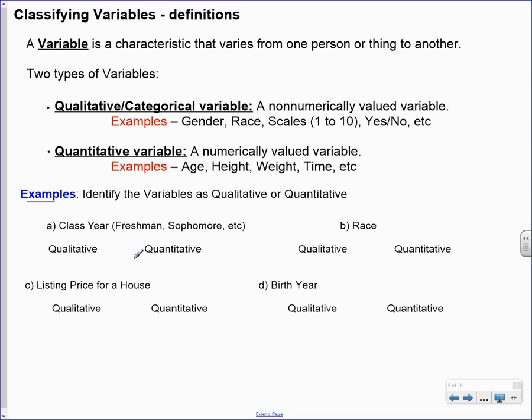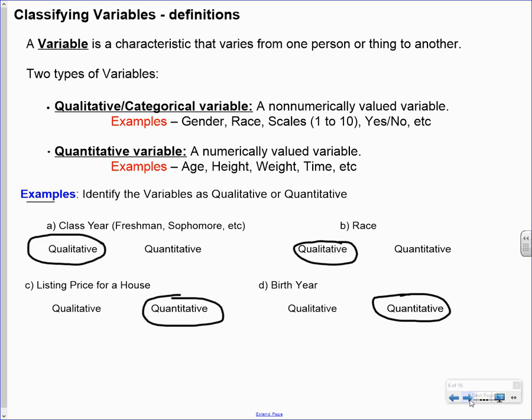So identify the variables as qualitative or quantitative. Some of your homework is just going to be like this. You're just identifying what type of variables we have. So class year, thinking of freshman, sophomore, junior, senior, etc. Would that be qualitative or quantitative? Well, that's going to be qualitative because that's going to put people into categories, right? It's going to put you into groups. So that would be qualitative. Your race, that would be qualitative also, right? Because that's putting you in a certain racial group. Listing price for a house is going to be quantitative. That's obviously going to be a number. And then birth year, again, that would be quantitative. That's going to be a number, right?